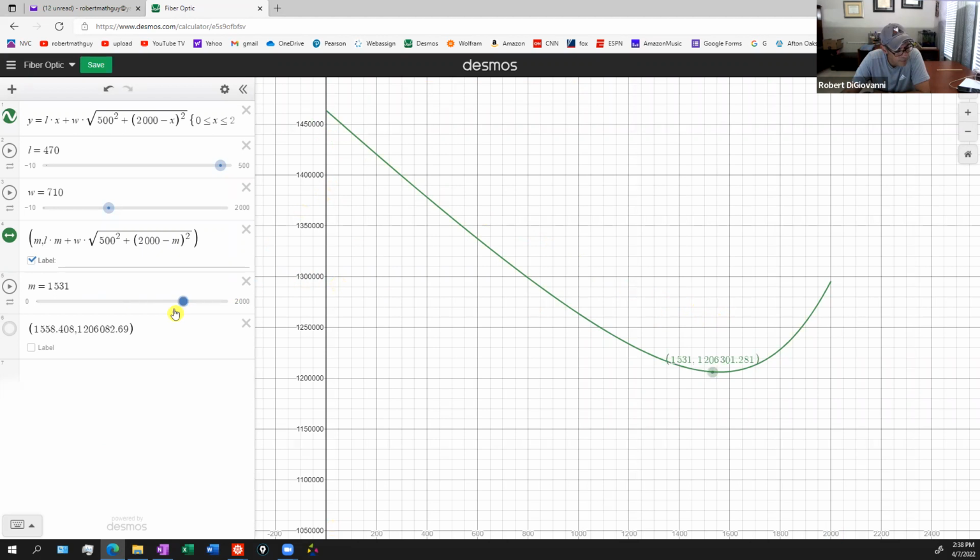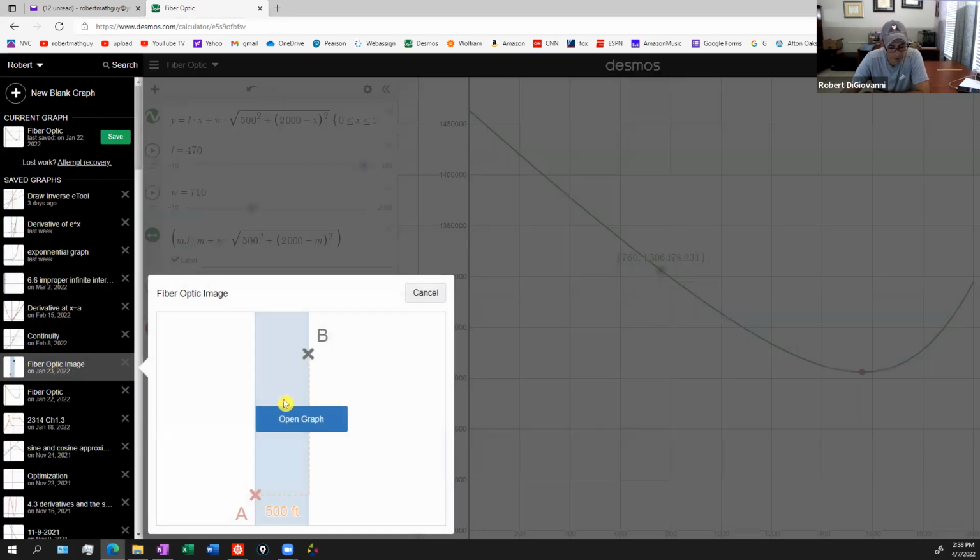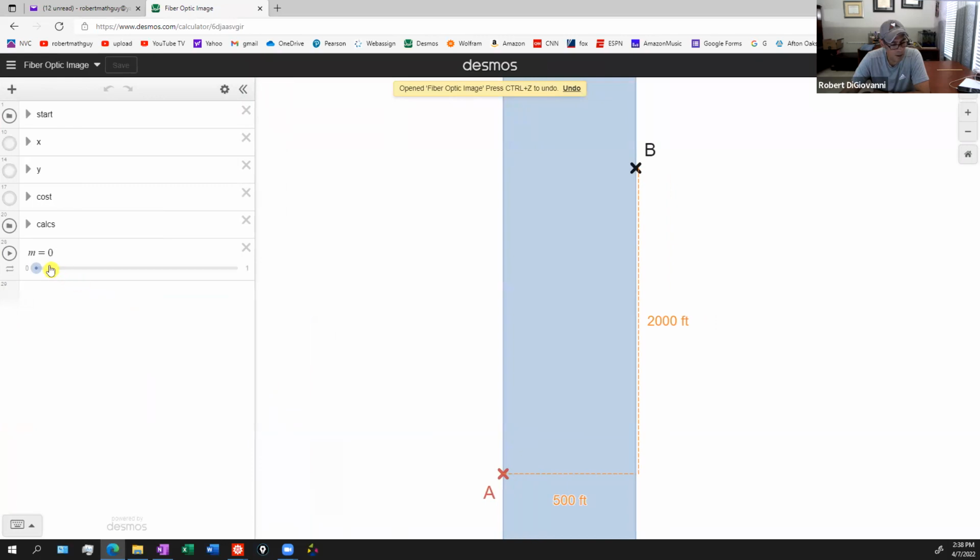Now, I don't remember if I have it. Oh yeah, I already have it solved for us. There it is. That is the point right there. This is the local minimum. Can you see what the X value is of that point? 1,558. So what I can do now, let's go back here. If you go to X equals 1,558.